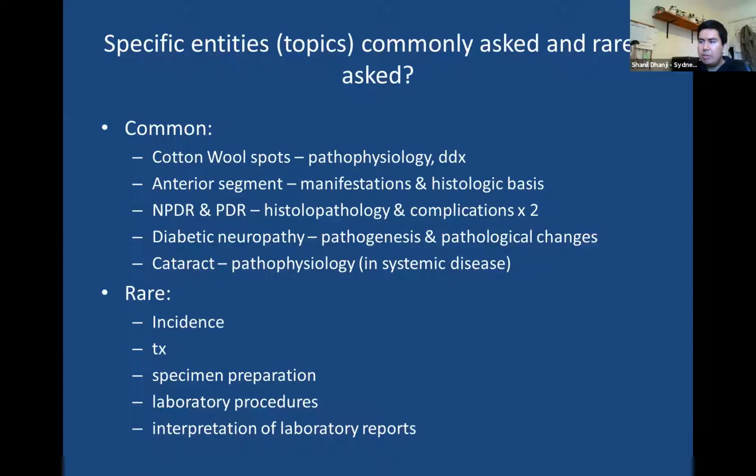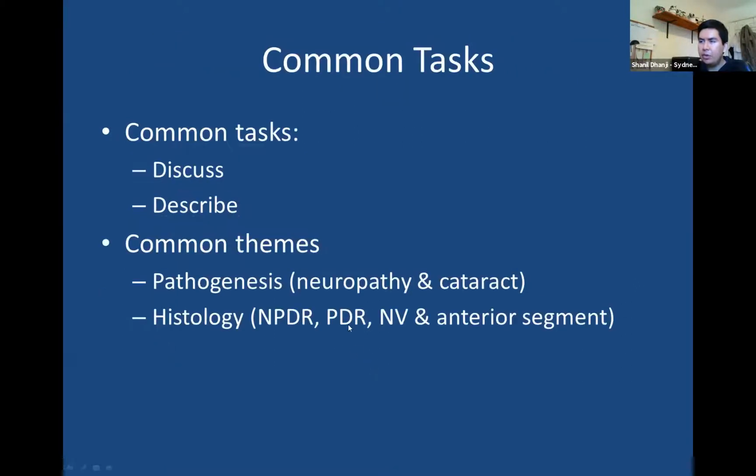Then they talked about describing the pathogenesis and pathological changes involved in diabetic neuropathy. And lastly, cataract pathophysiology in terms of diabetes-induced cataract. They didn't ask any questions about incidence or treatment or any of the basic preparation or procedure sort of questions for diabetes. The common tasks were to discuss and to describe, and as mentioned, the common themes were pathogenesis and histology.